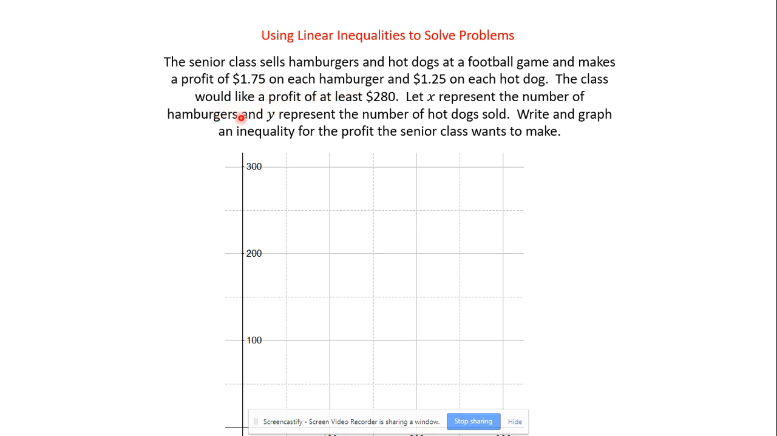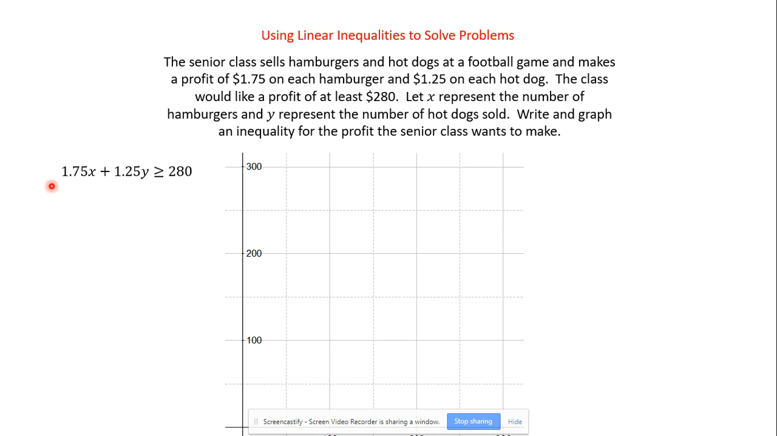Well, if they sold one hamburger, how much did they make? $1.75. How about if they sold 10 hamburgers? $17.50. How do we figure that out? This times the number of hamburgers. 1.75 times X. Same thing for the hot dogs. 1.25 times Y. We add that together, and we get the equation. 1.75X plus 1.25Y is greater than or equal to 280.